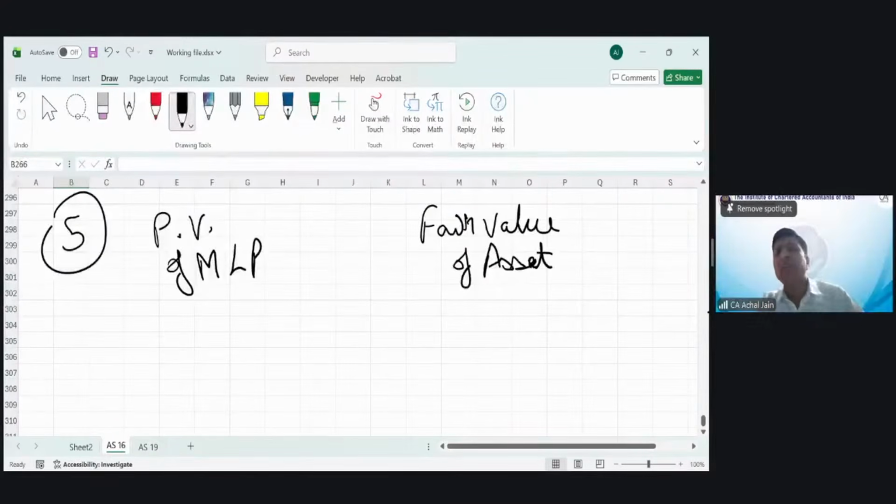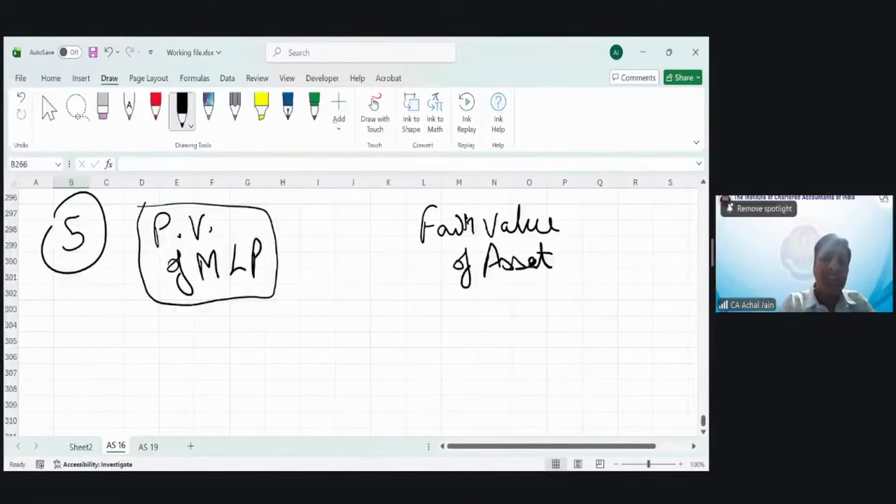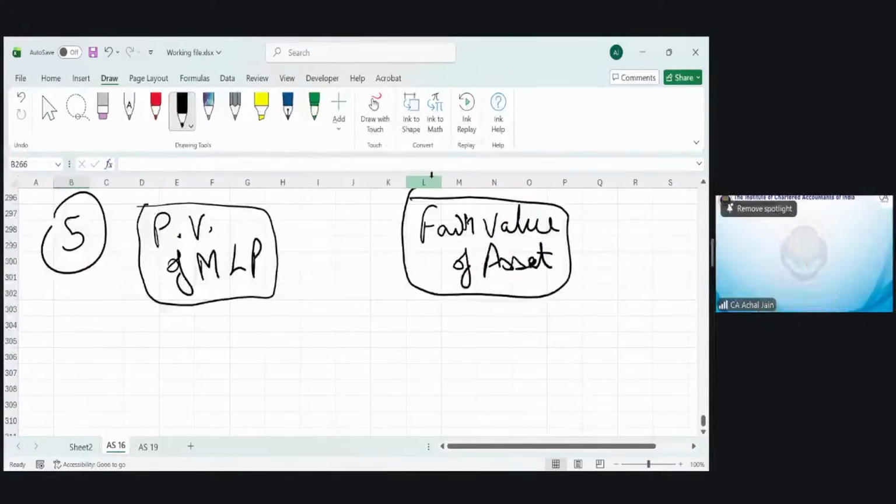Okay, so a couple of terms now we need to understand. What is the fair value? Very simply, you can say fair value is the market value. Let's try to keep it simple. That's the fair value. Aditya, I'll come to your query.